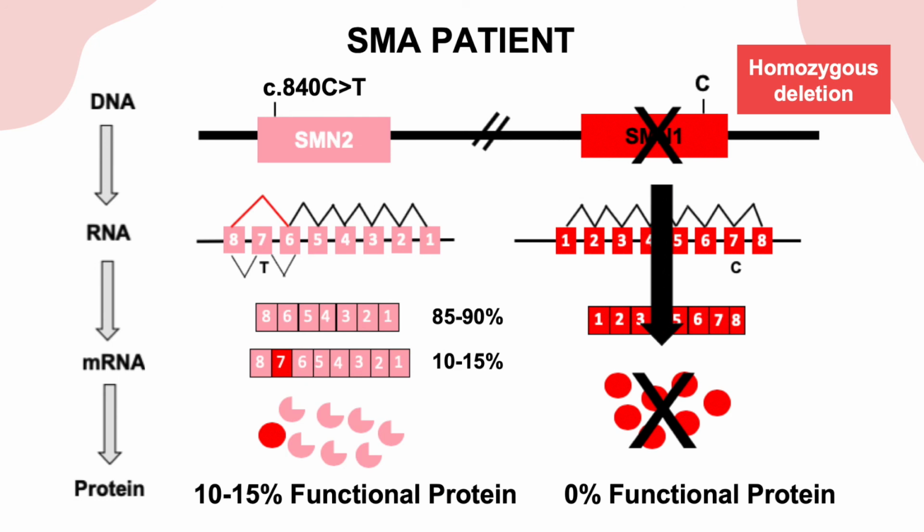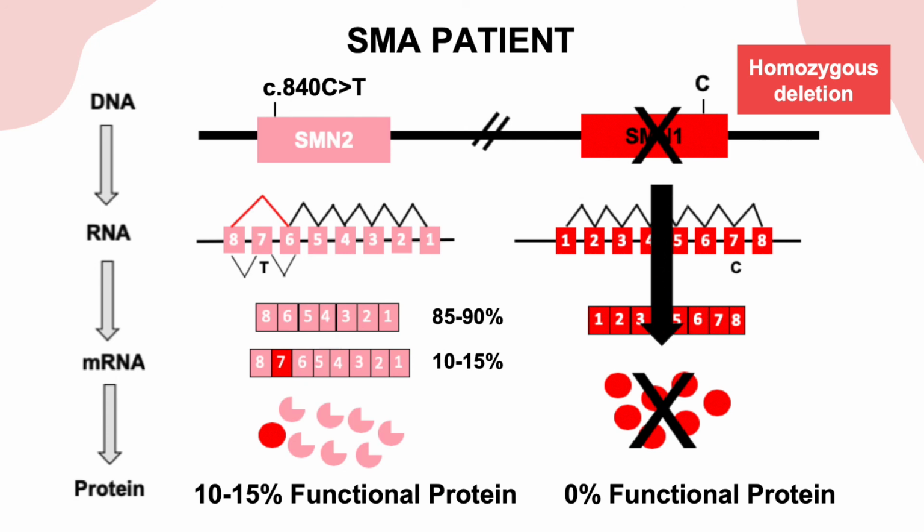SMN2, as discussed earlier, is located near SMN1 and is in fact nearly identical. The only difference lies in a single nucleotide change in exon 7, C840T. This nomenclature tells us while there is a C found at the 840th coding nucleotide position in SMN1, a T is found here in SMN2.